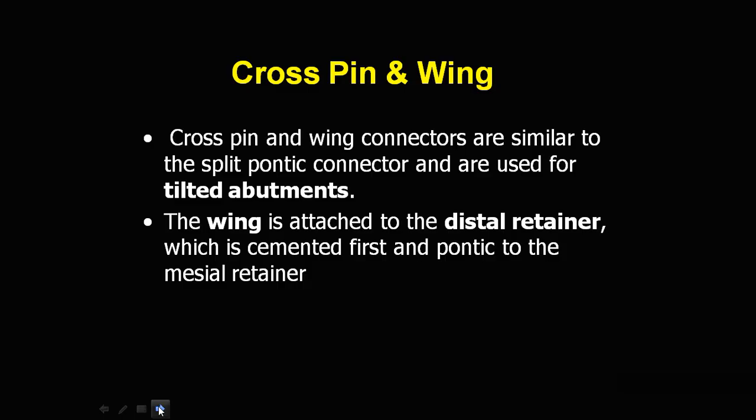Moving on to the cross pin and wing non-rigid connector. Cross pin and wing non-rigid connectors are similar to the split pontic connector and are used for tilted abutment situations. Here, the wing is attached to the distal retainer, which is cemented first, and the pontic is attached to the mesial retainer, which is cemented thereafter.